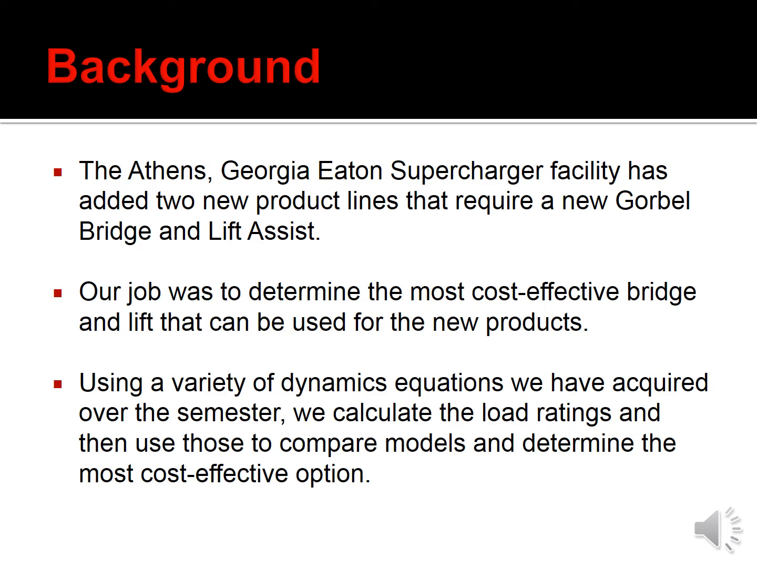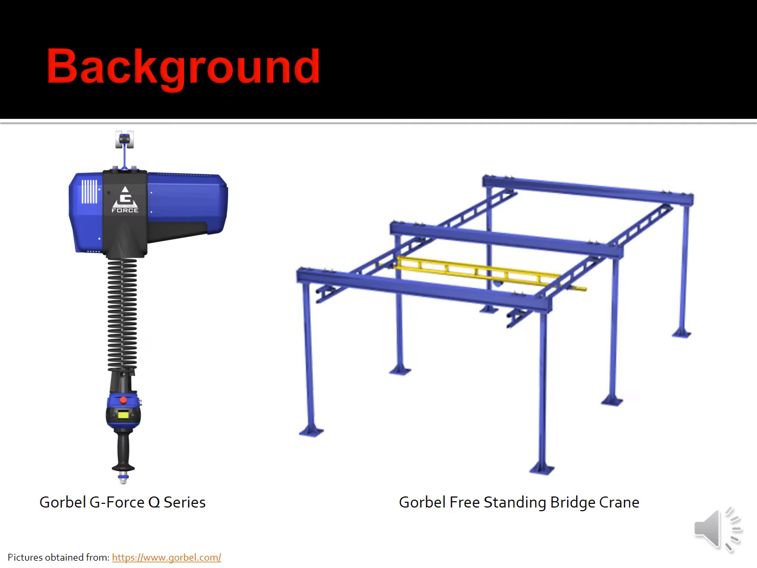Using a variety of dynamics equations we have acquired over the semester, we calculate the load ratings and then use those to compare models and determine the most cost-effective option. Pictured below is both the Gorbel G-Force Q-Series lift assist as well as the freestanding bridge crane, both needed for the new production lines.